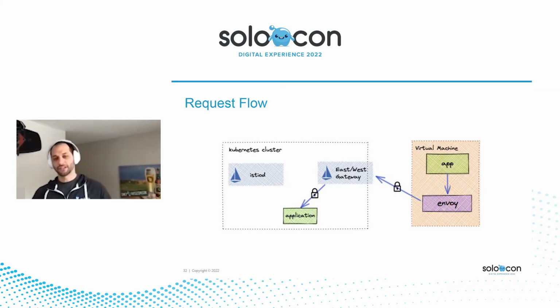The request flow is very similar as well. If an application in the virtual machine wants to communicate with an application in the service mesh, it just passes through the Envoy proxy, using MTLS. We pass it through the east-west gateway onto its final destination. And so your virtual machine is communicating securely and with an identity when it's calling an application inside the mesh. You're getting a lot of the same service mesh features, even though you're not in the same Kubernetes cluster.